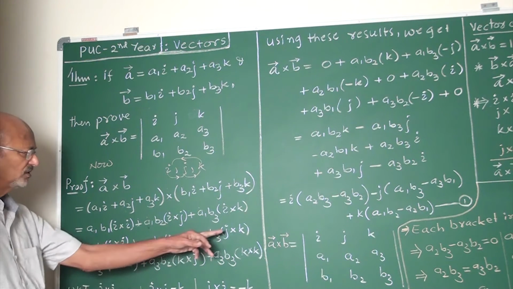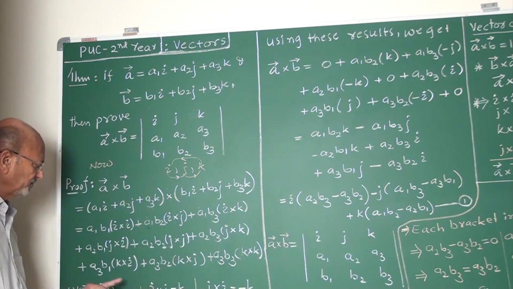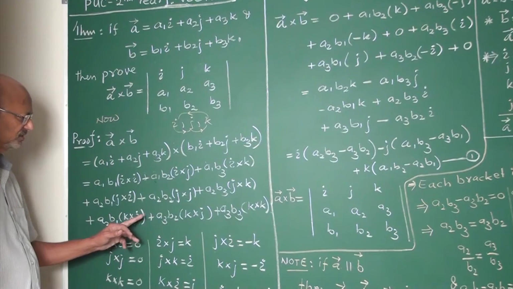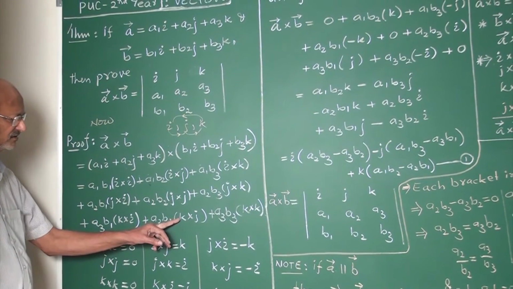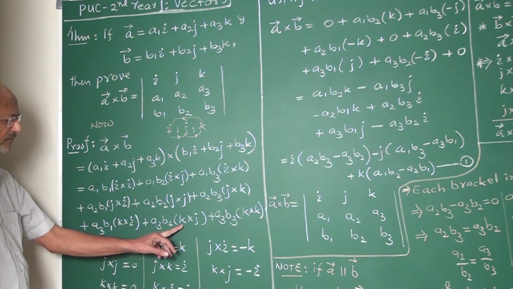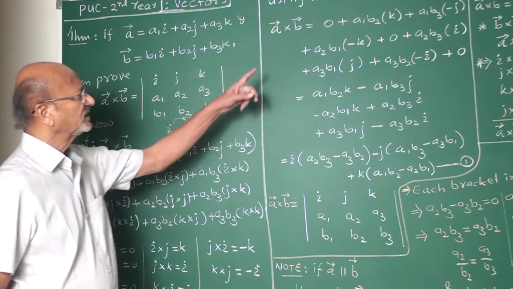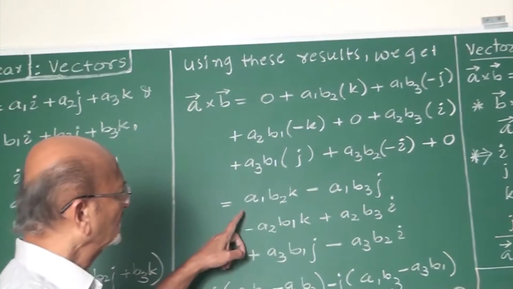Same to same, 0. After j comes the third, k. k cross i is in the order, after the third comes first, so it is j. k cross j, order is missed, so its value is minus i. Same to same means its value is 0. Here, my friends, we have substituted their values.